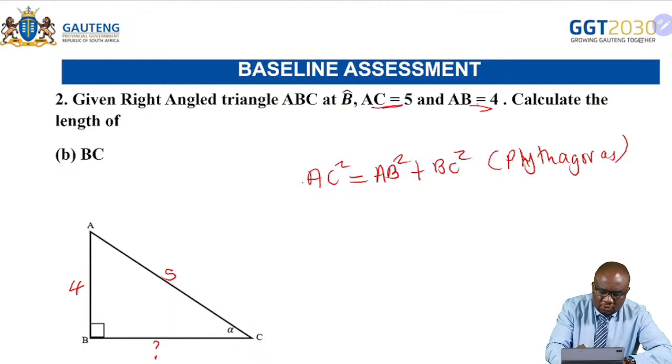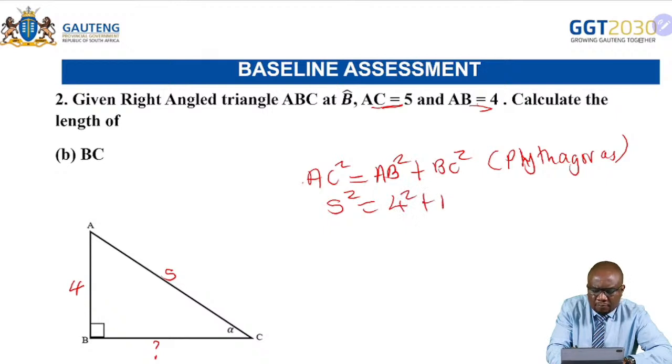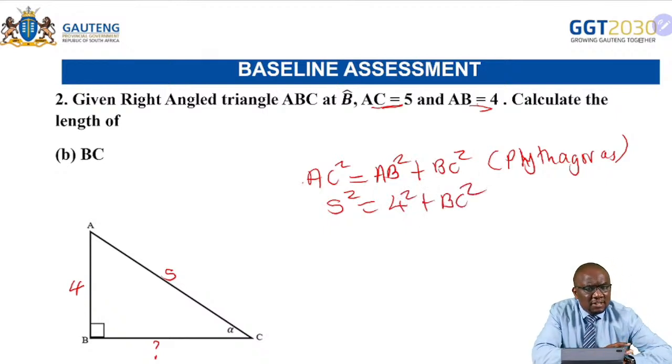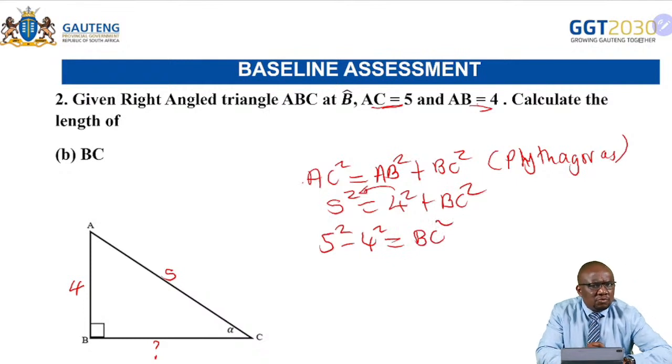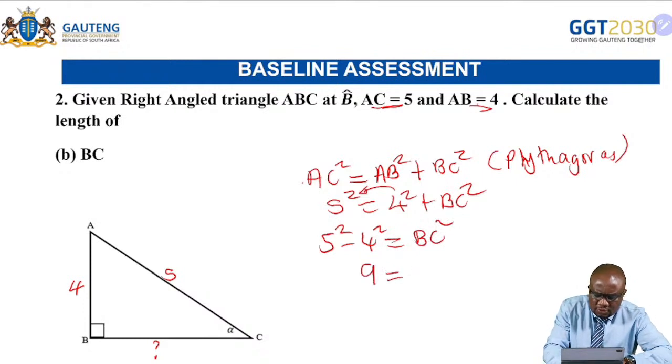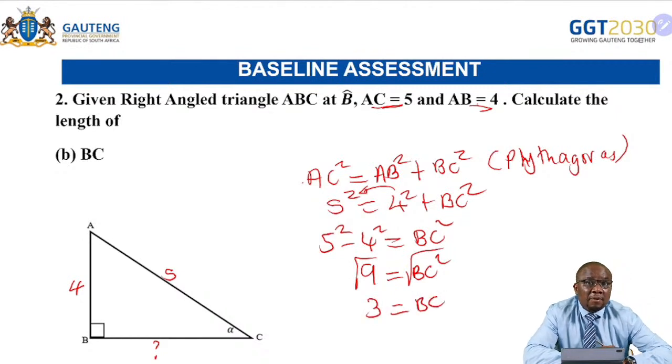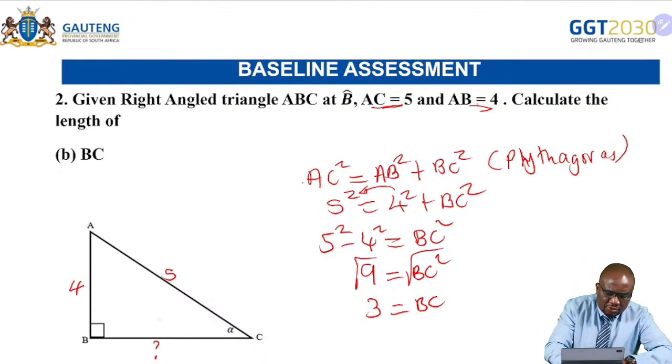Now, let's substitute. So it's going to be 5 squared is equal to 4 squared plus BC squared. You see, I haven't changed anything. And then now I can transpose. Remember that? It becomes 5 squared minus 4 squared is equal to BC squared. And then 25 minus 16 is 9, which is equal to BC squared. Then we square root both sides. 3 is equal to BC. Remember, square root is plus or negative 3, but this is distance, so we're taking 3.